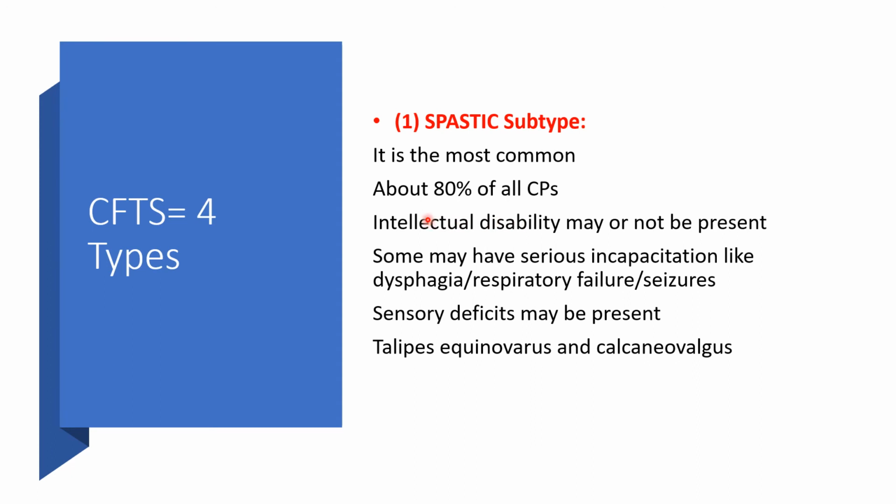Now, specific types of cerebral palsy, spastic subtype. This is the most common type of cerebral palsy. It occurs in about 80% of all cerebral palsy cases. Here, there will be intellectual disability, but it may not be present in some. Some may have serious incapacitation like swallowing difficulty, respiratory failure, or even seizures. Sensory deficit may be present. Talipes equinovarus and calcaneovalgus may be present here.